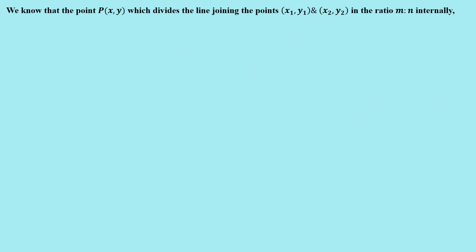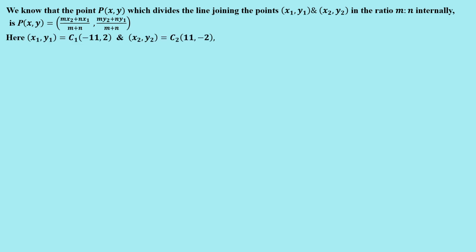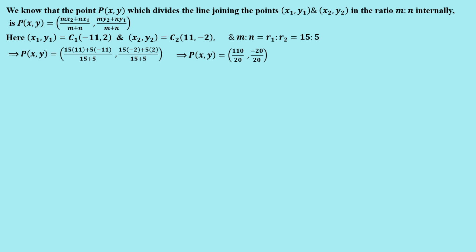We know that the point P(x, y) which divides the line joining x1, y1 and x2, y2 in the ratio m is to n internally, the coordinate of that point is (mx2 plus nx1) by (m plus n), comma (my2 plus ny1) by (m plus n). Here x1, y1 is minus 11, 2, x2, y2 is 11 comma minus 2, m is to n is r1 is to r2, that is 15 is to 5. Therefore P(x, y) is equal to (15 into 11 plus 5 into minus 11) by (15 plus 5), comma (15 into minus 2 plus 5 into 2) by (15 plus 5), that is P(x, y) is equal to 11 by 2 comma minus 1.